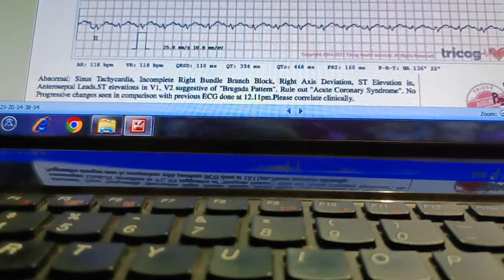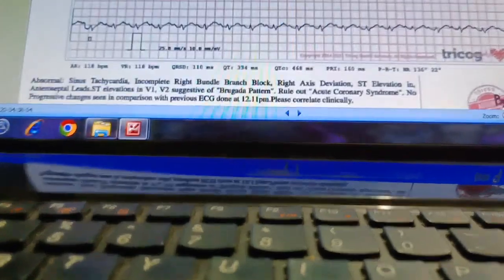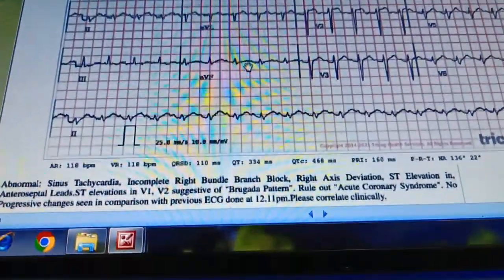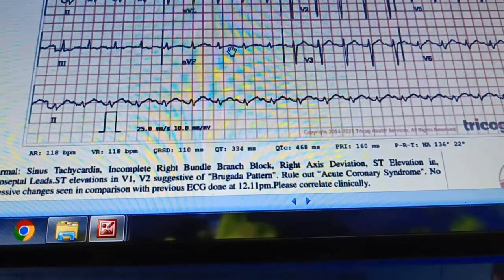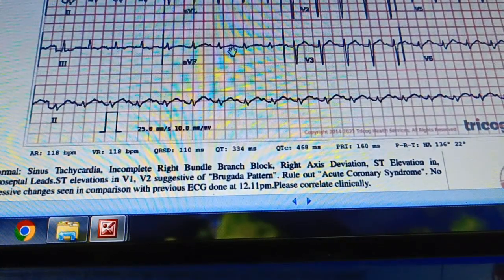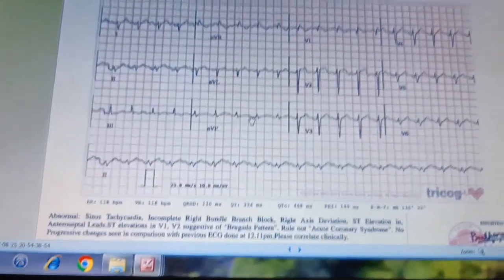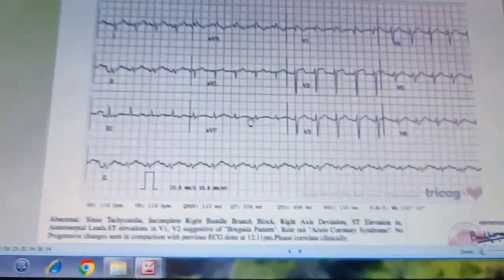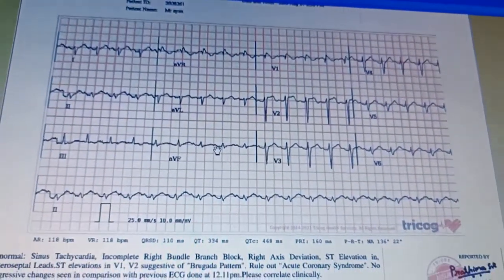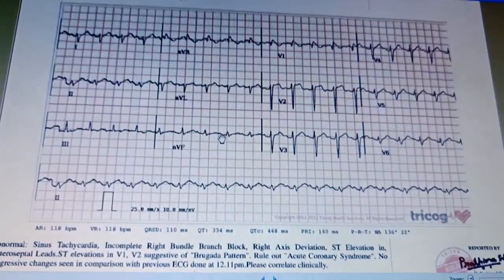Next to it, here is an observation regarding the ST segment, that is ST elevation in anteroseptal leads. I think there is no confusion regarding the anteroseptal. Anteroseptal means anterior and septal.